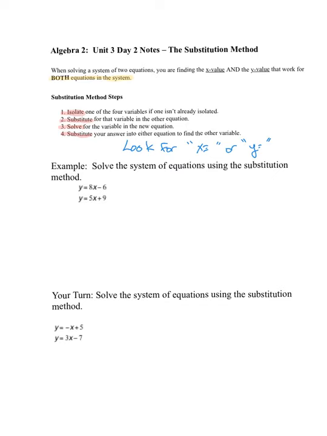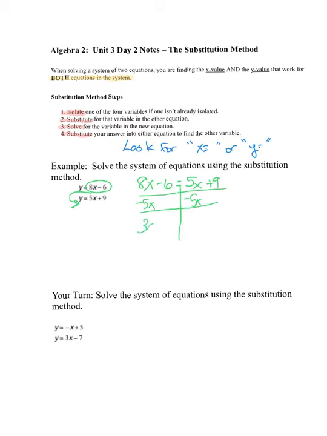Now, I'm going to take the top equation, y equals 8x minus 6, and I'm going to substitute that in for this one. So what that means is, wherever I have a y, I replace the y with 8x minus 6. So let me rewrite the equations. Okay, I've done my substituting. 8x minus 6 equals 5x plus 9. All right, now I'm going to do the math. Do the algebra.